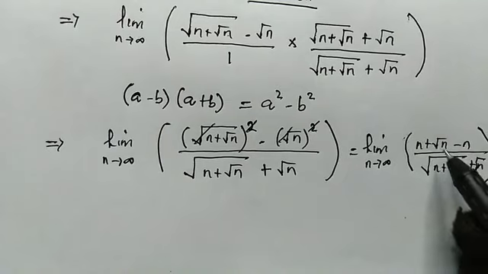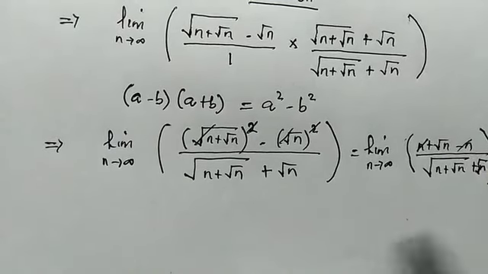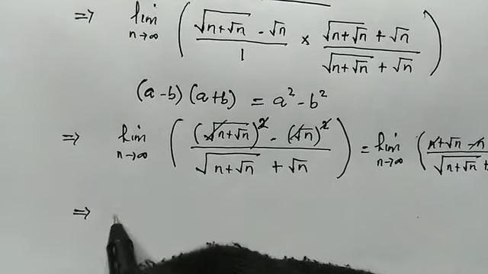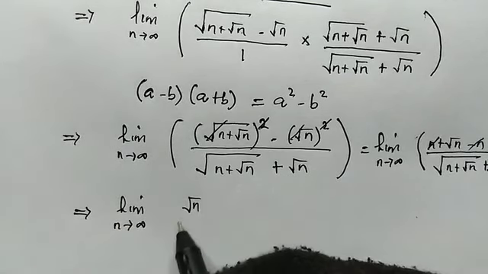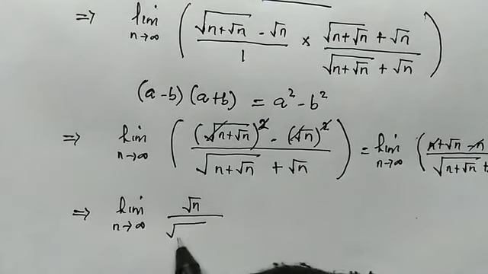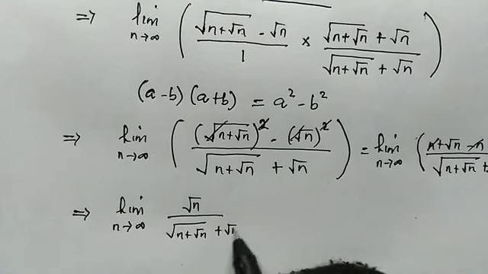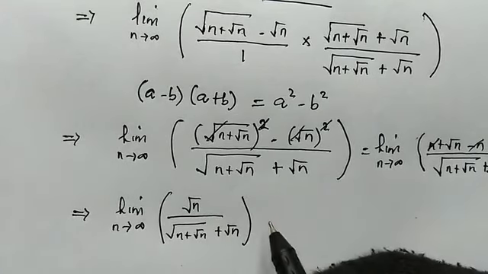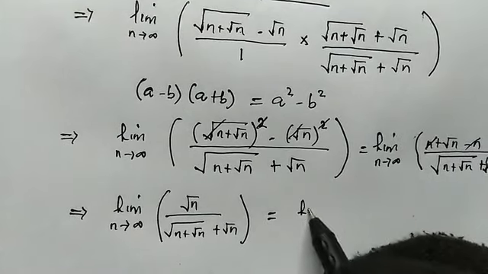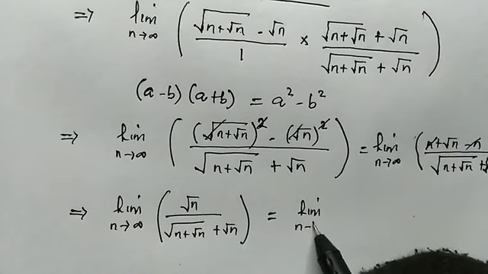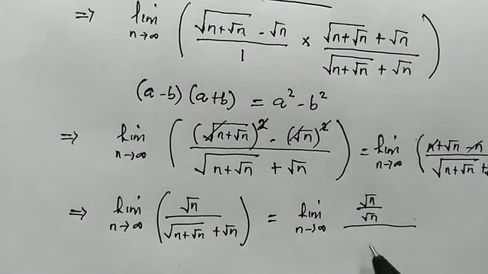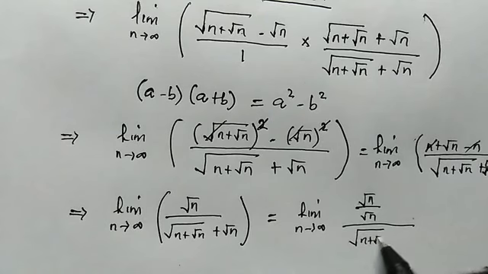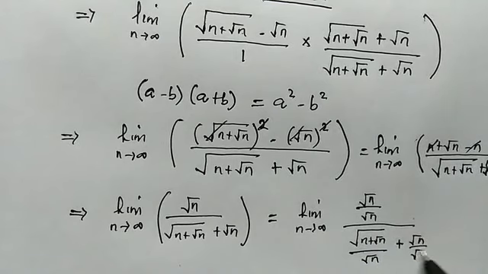Okay, so from here, subtracting this will be 0, right? So we have this equal to the limit as n approaches infinity. So we have just root n up there, and we have over root of n plus root of n, then plus root of n. So what exactly do we do from here? Let's go ahead and divide the numerator and the denominator by root of n. So here, root of n divided by root of n, then all over here, square root of n plus root of n. We're going to divide this by root of n, and here plus root of n divided by root of n.